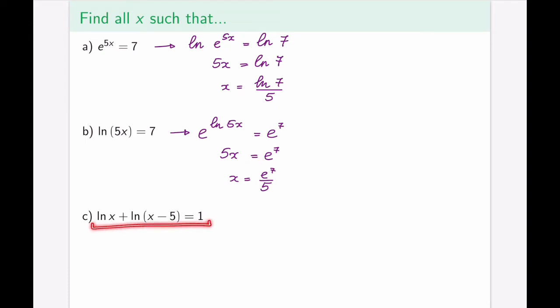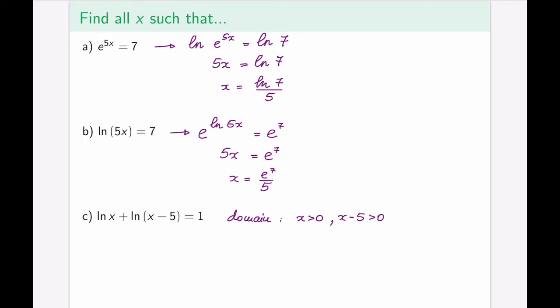This one is a little bit more challenging because here we have two logarithmic functions, both with our variable on the inside. The first thing to note is to remember that logarithmic functions aren't defined everywhere, and we have to really think about the domain. So here, the domain of the logarithmic function will dictate that x is going to be bigger than 0. So the inside of this logarithm has to be bigger than 0, and the inside of this logarithm also has to be bigger than 0, which means that x minus 5 has to be bigger than 0.